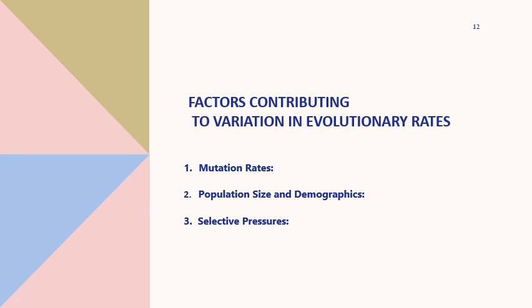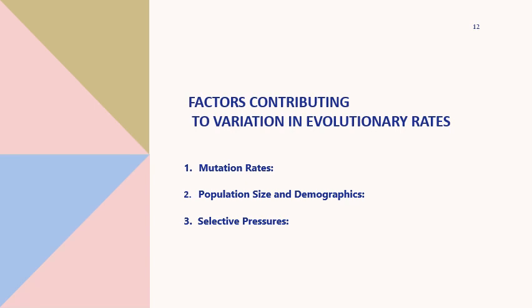Number two, population size and demographics. Smaller populations often experience more pronounced genetic drift, which can lead to a faster fixation of mutations and accelerated evolution. Conversely, large populations may experience more efficient purifying selection, slowing down evolutionary rates.